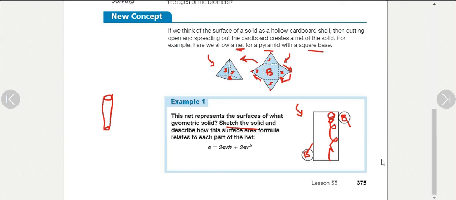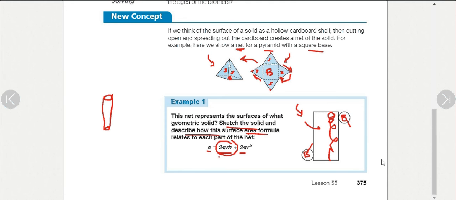Okay, it's hard on mine. You should be able to do better than that. Then it says, describe how the surface area formula below relates to each part of the net. Surface area is 2 pi r h plus 2 pi r squared. Well, which one's which? 2 pi r h would be this part, right? Because it's like the lateral surface area.